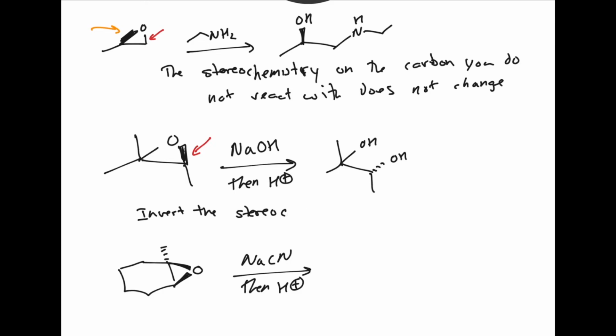You invert the stereochemistry at the carbon that you react at. So the carbon you don't react with keeps its stereochemistry. The carbon you react with inverts its stereochemistry. So if they both have stereocenters, you're just kind of smushing these two rules together. The carbon you react with, you invert the stereochemistry. The carbon you don't react with, it stays the same. So down here, we're going to add to this carbon because it's least substituted.